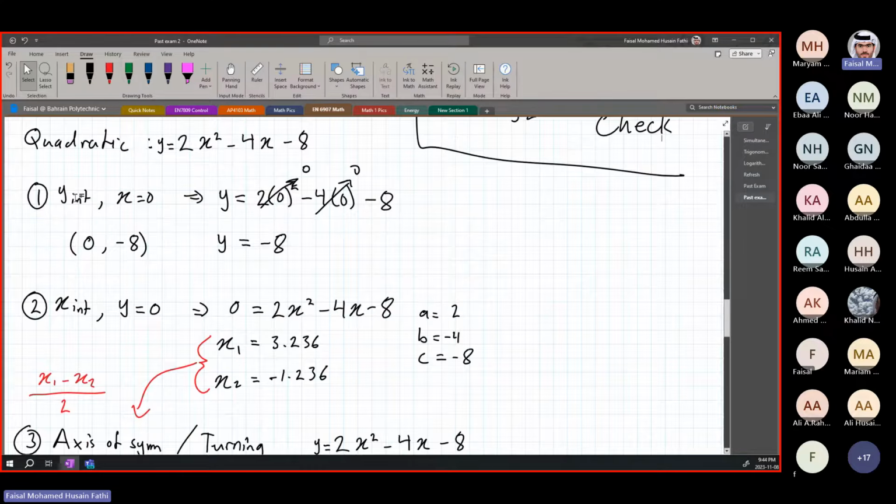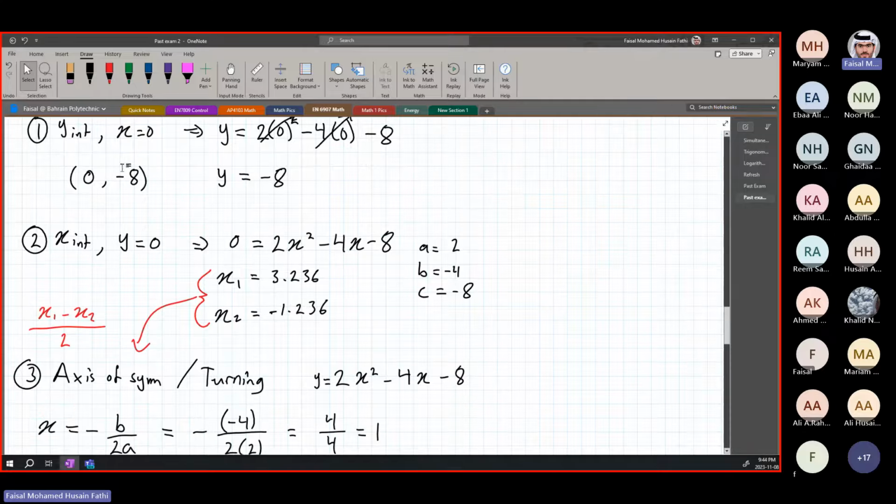Quadratic, the first two steps are finding your y and x-intercepts. Once you find your y-intercept and your x-intercept, it will give you a better idea.